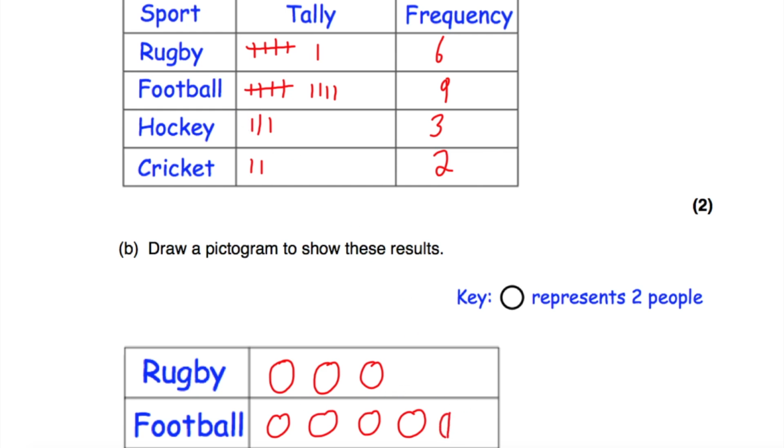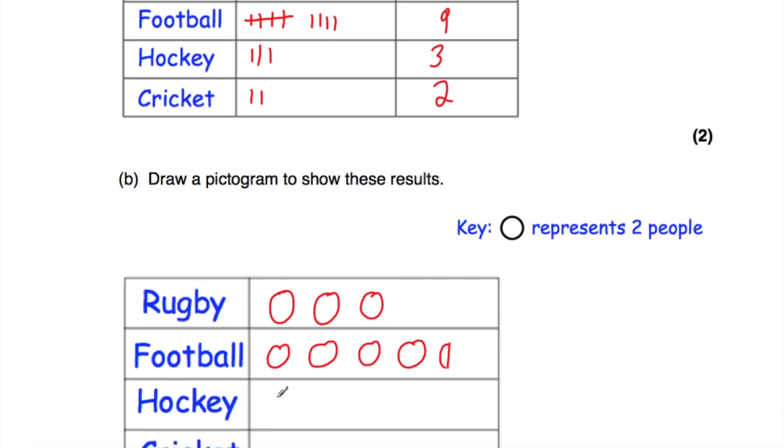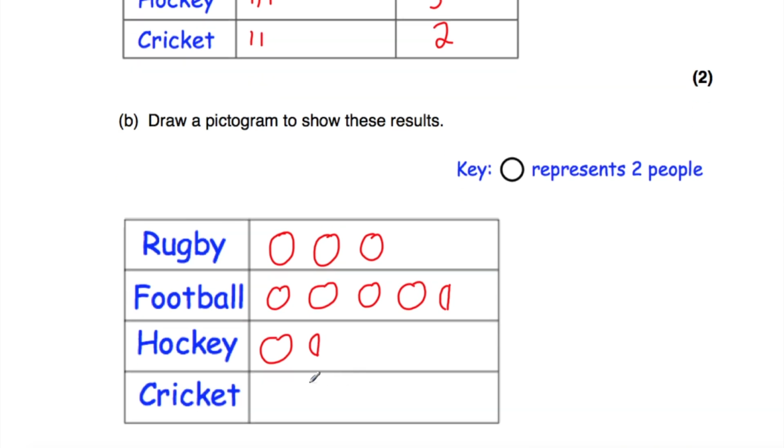Now we've got hockey, that's 3 people. So it's going to be a circle, that's 2. And now we need another 1, so we're going to do a semicircle. And then finally cricket, 2 people. That's going to be 1 circle. And that's it, we've completed the pictogram.